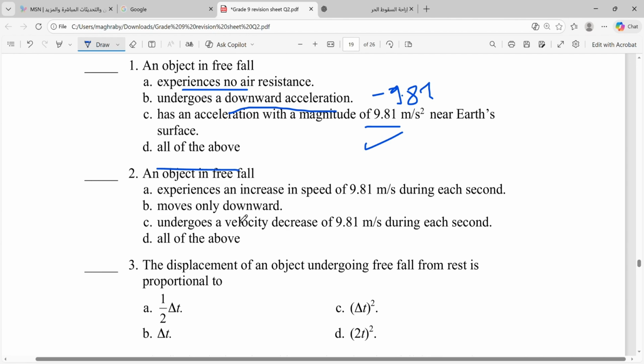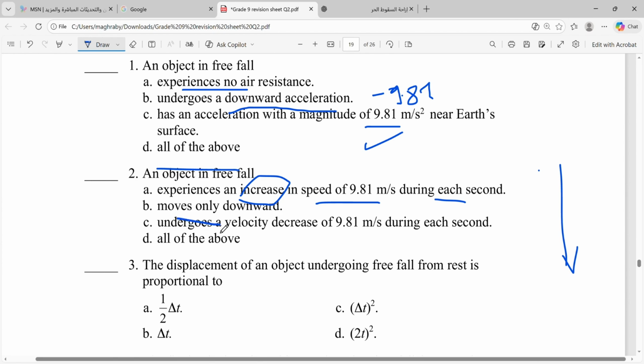An object in free fall experiences an increase in speed 9.81 during each second. Increase, not decrease in the speed. During falling, the speed decreases? Sorry, during falling the speed increases. Yes, the speed increases, but we say the velocity increases because it's speed with direction. The velocity increases, so we can say speed.